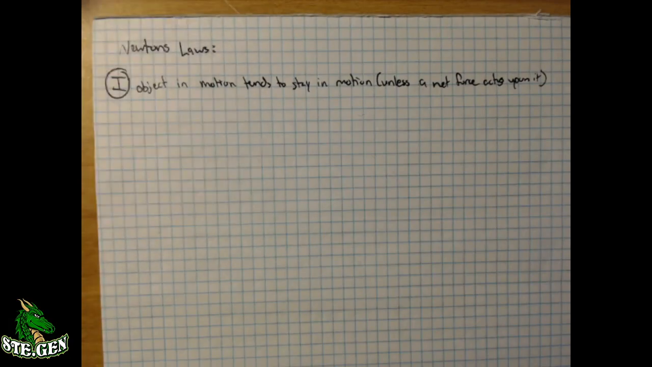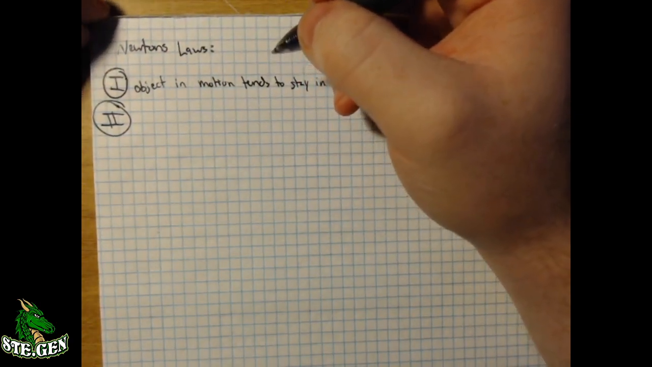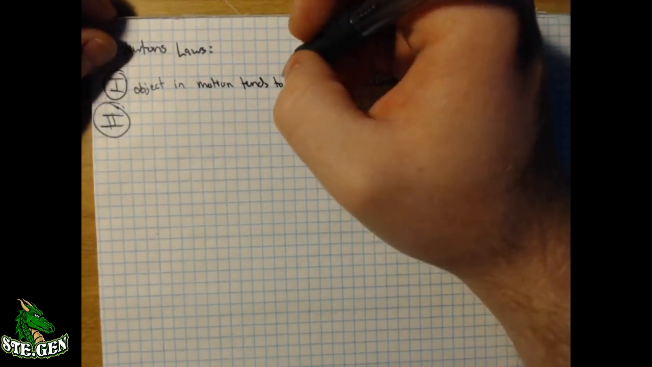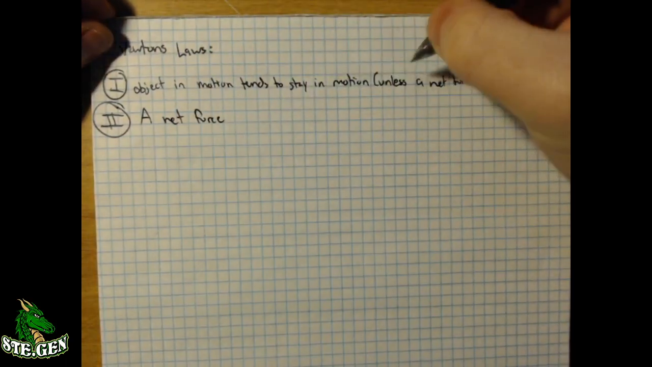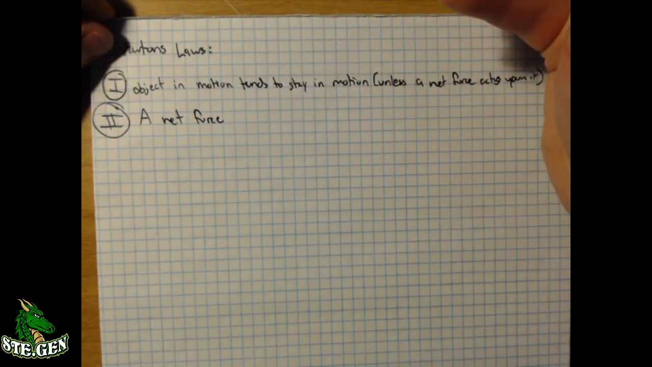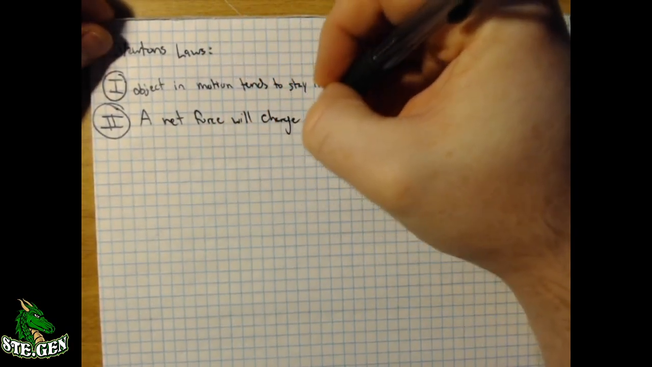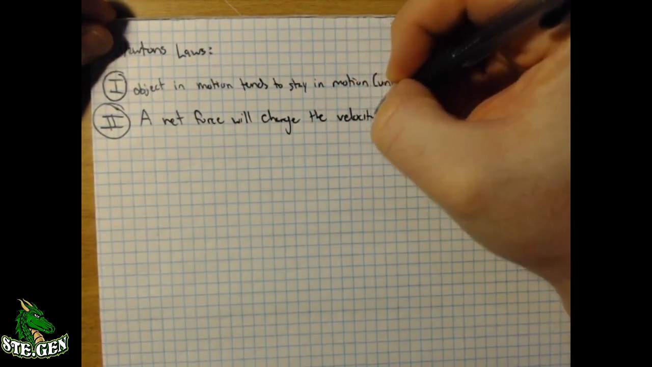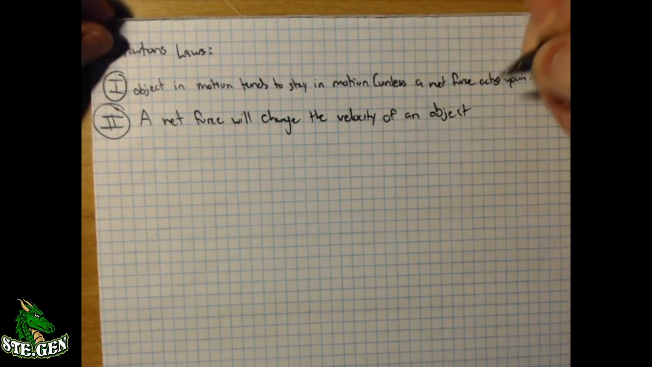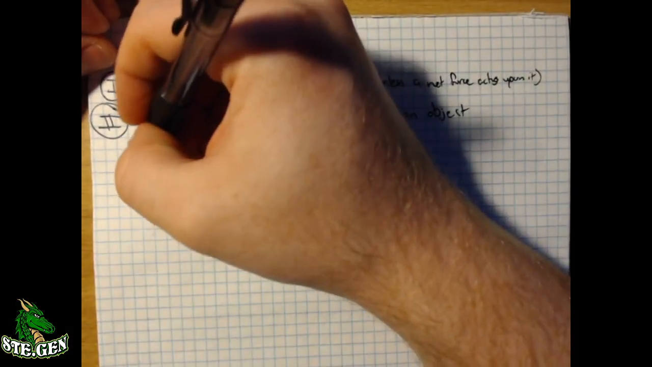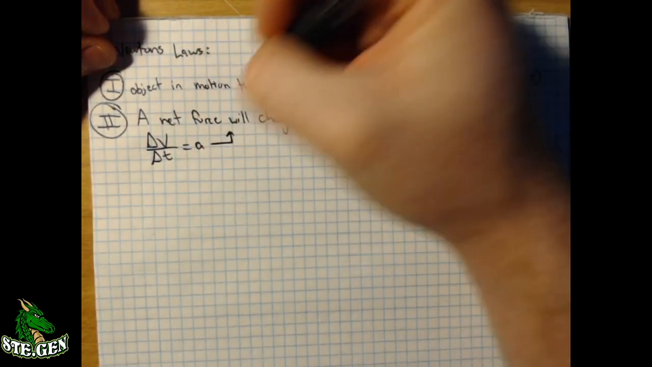Now, the second law is where we can start getting some mass and math involved. Mass is what we're going to be caring about. The second law says a net force, which remember we need to prevent an object from staying in motion, will change the velocity of an object. It could speed it up, it could slow it down, but a change of velocity over a certain amount of time is acceleration. So this second law is how we're going to relate it.